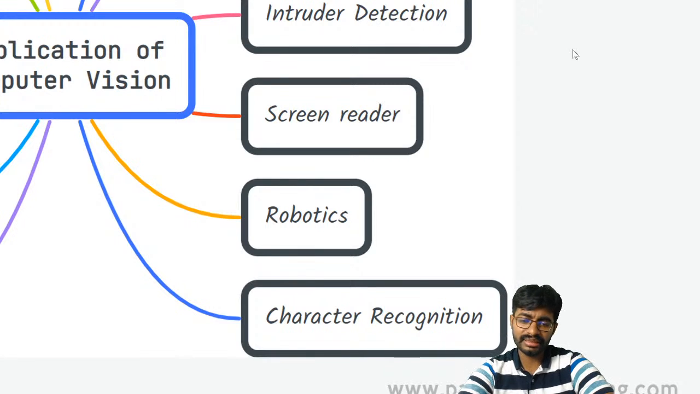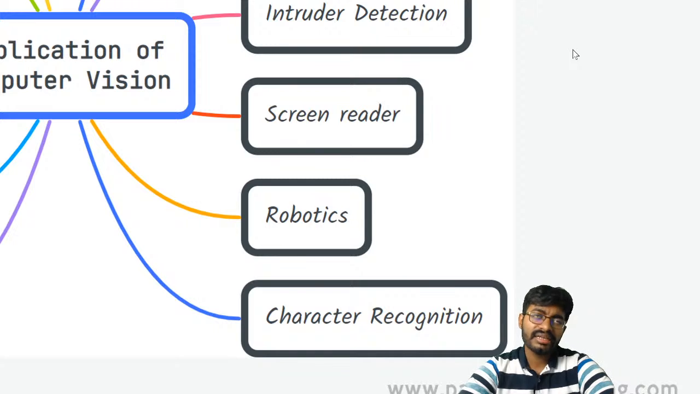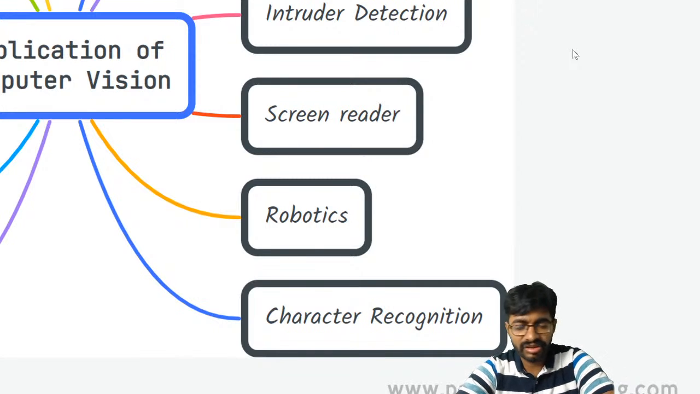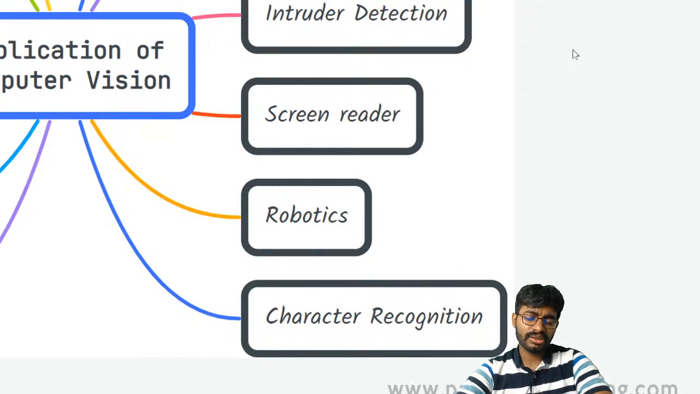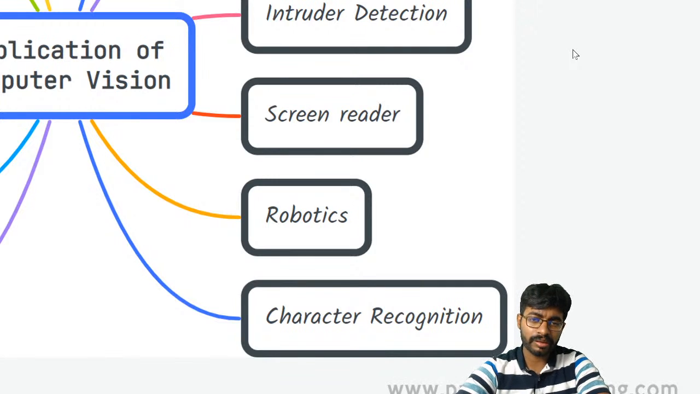Then regarding robotics, I hope everyone knows that. Once we start with robotics, there are many kinds of robots we can see in this world. The recent one is Ameca, before that Sophia, then Asimo and Boston Dynamics. All of this comes under the robotics part.